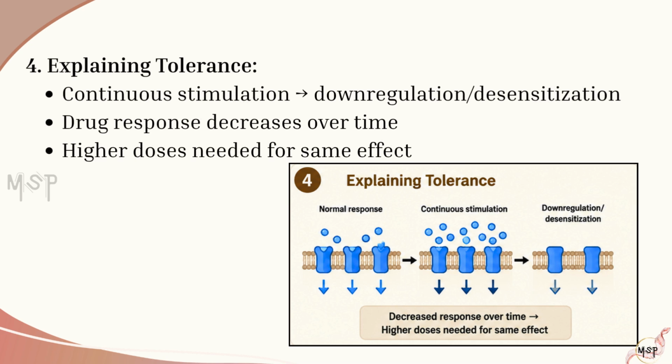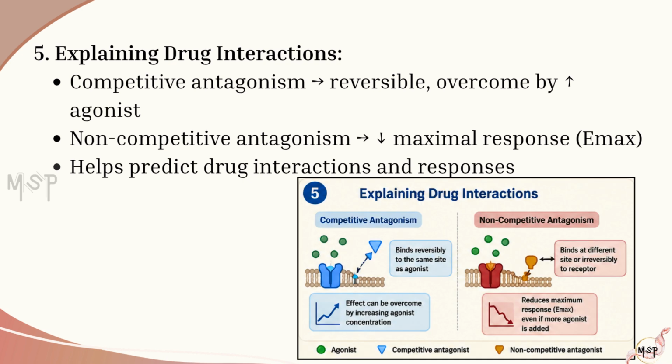Fourth, receptor theories help explain tolerance. When receptors are continuously stimulated over time, cells may respond by reducing receptor number, called downregulation, or by becoming less responsive. As a result, the same drug dose produces a smaller effect, meaning higher doses may eventually be needed to achieve the same response. Finally, receptor theories help us understand drug interactions, especially different types of antagonism.